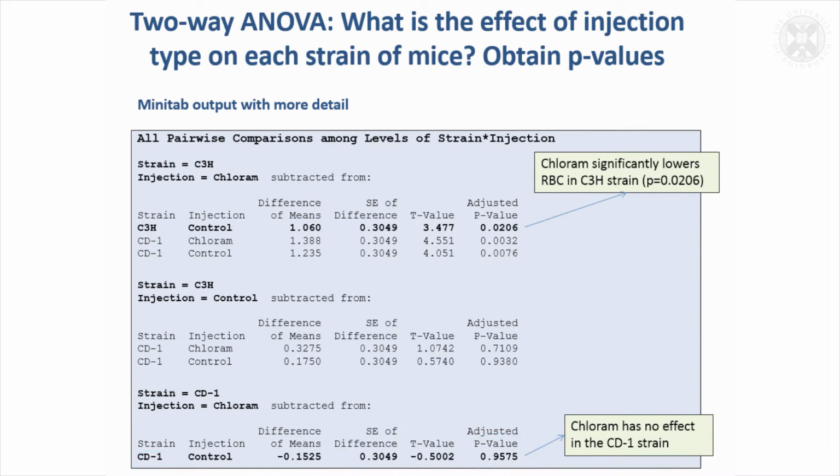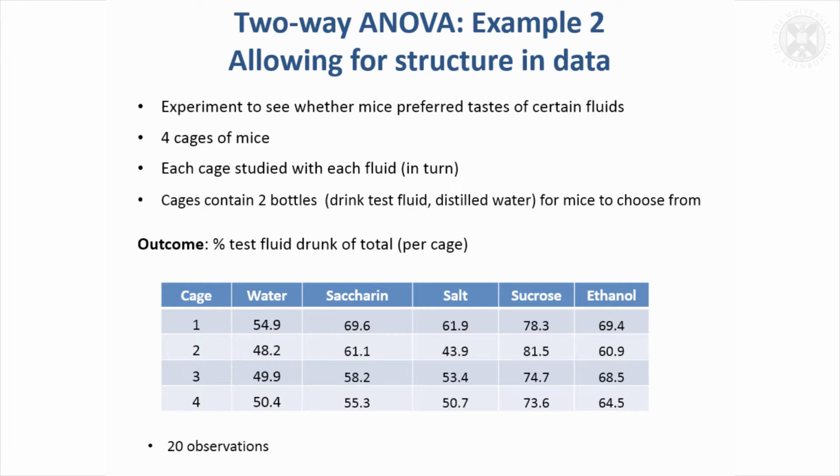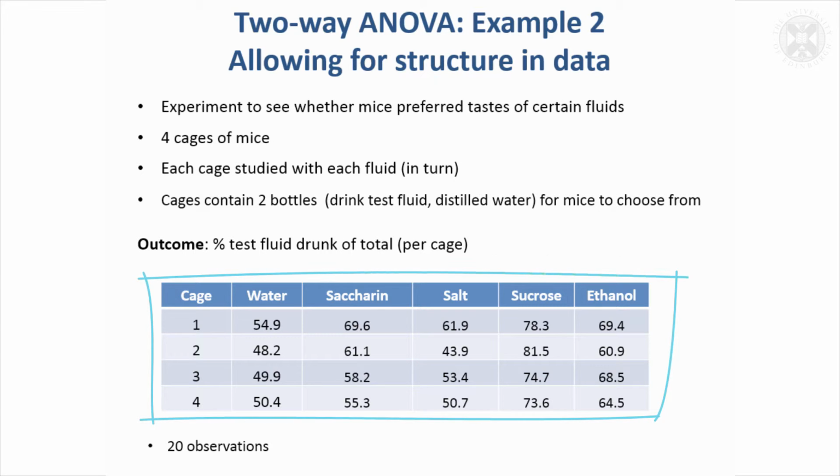Now look at another example of using a two-way ANOVA, because in the last example there were 2 effects we wanted to investigate. In this example, it's just that there's some structure in the data, and it's to show we can make the analysis a bit more efficient by taking that into account.